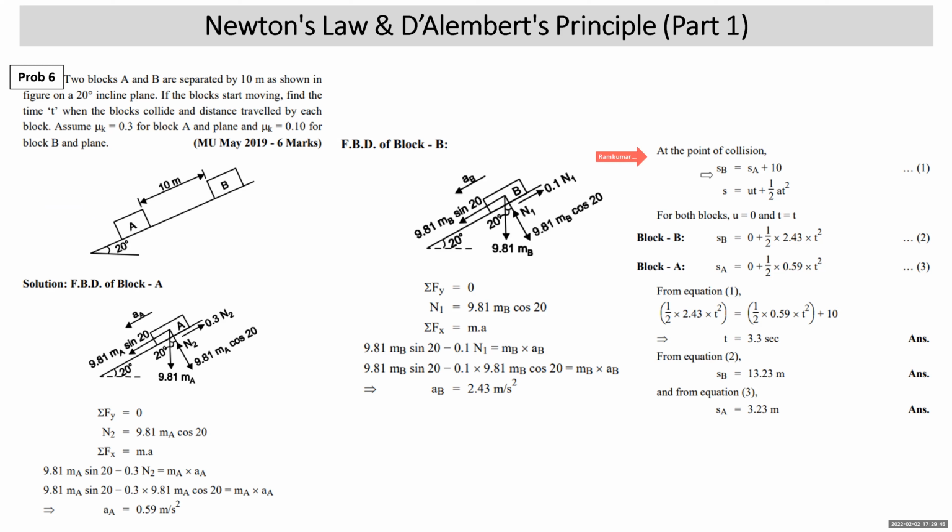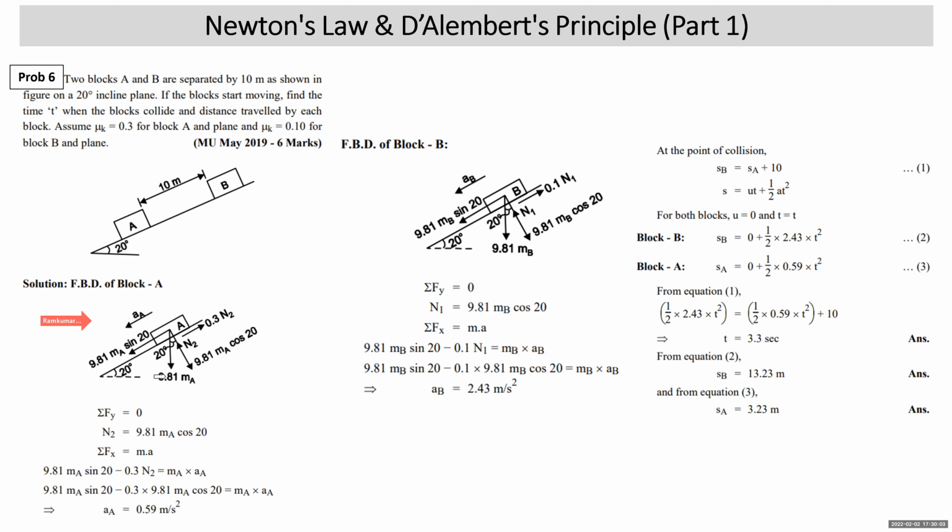This means the distance traveled by block B will be 10 meters more than the distance traveled by block A. Now we draw the free body diagram of block A. Its weight is not given, so we take the weight as 9.81 Ma. Normal reaction N2. The plane is making 20 degrees with the horizontal, so the normal reaction will make 20 degrees with the vertical.